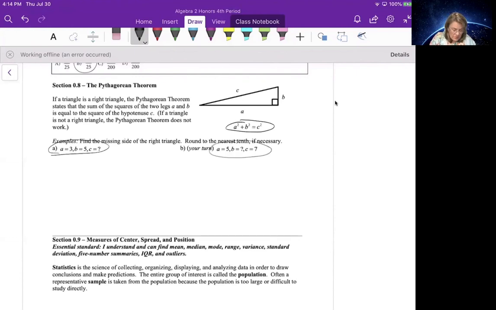So I would just do that by saying, okay, I've got the values of A and B. A is 3, B is 5, what is C? So I would just say 3 squared plus 5 squared equals C squared, and I would solve for C, and they asked me to round to the nearest tenth, so I have 5.8. All right, so you can try this next one on your own, and I get B equals 4.9.